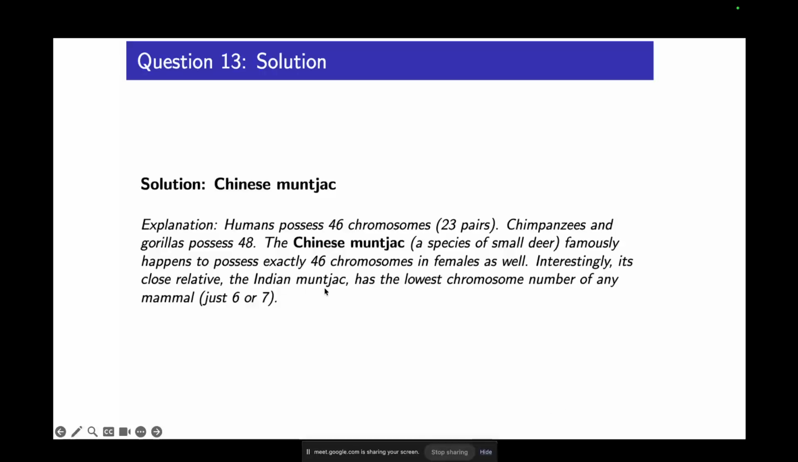Incidentally, the Indian muntjac, which is its close relative, has 6 or 7 chromosomes. So it is quite fascinating. Okay, moving on.